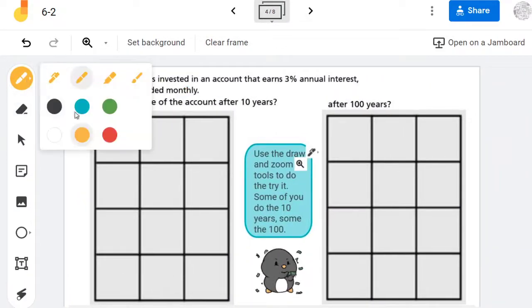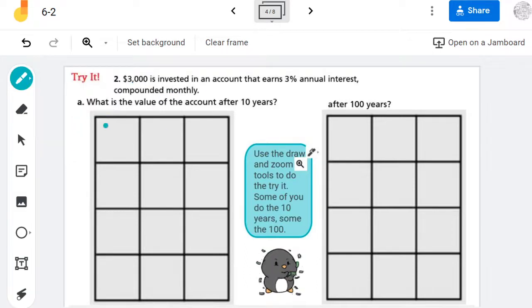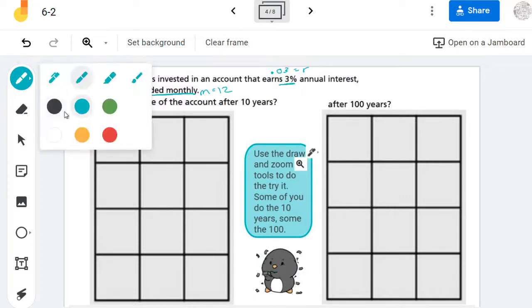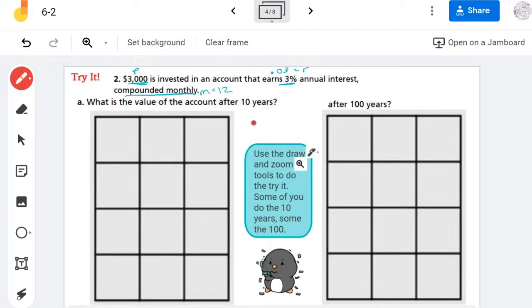Okay, I'm going to go through it fairly quickly, just because this is already kind of a long video. Y'all might not remember the formula, but I do. So the 3,000 is our P. It earns 3% annual interest. Remember, that's our R value. And it says it's compounded monthly, so that M value is 12. All right, so now I'm going to go ahead and calculate this for 10 years. That's my T. And I'm going to do this twice.